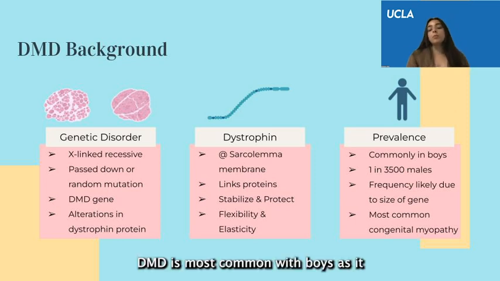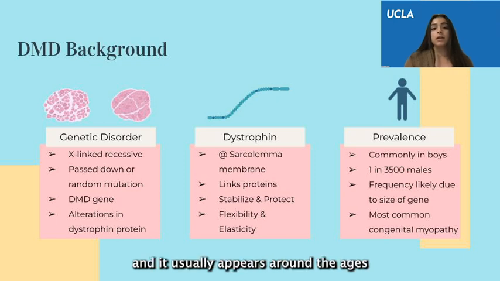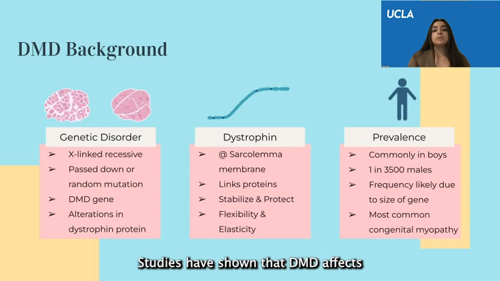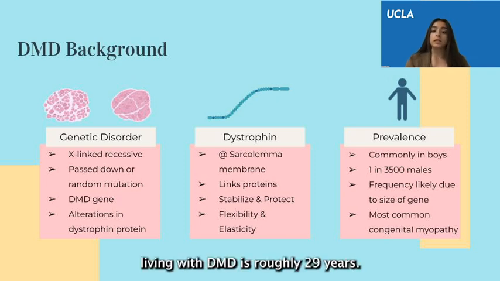DMD is most common with boys as it is an X-linked disorder, and it usually appears around the ages of 2 to 6. Studies have shown that DMD affects roughly 1 in 3,500 males worldwide and is one of the most common as well as one of the most severe forms of congenital myopathy. Finally, the mean survival rate of an individual living with DMD is roughly 29 years.